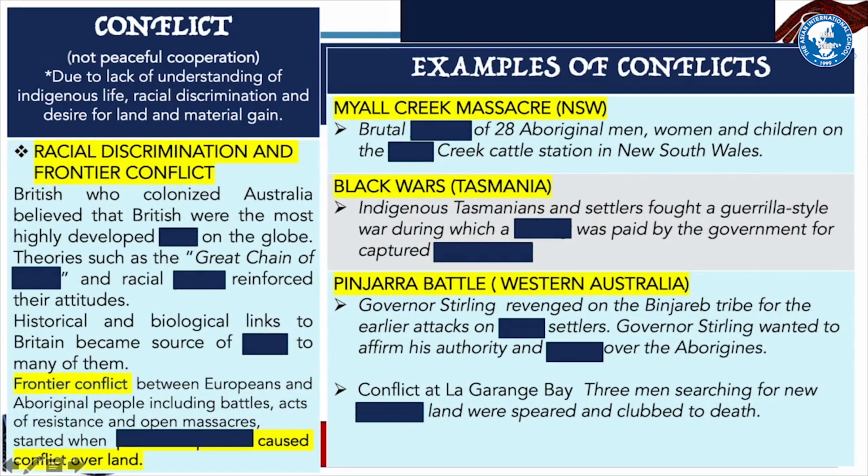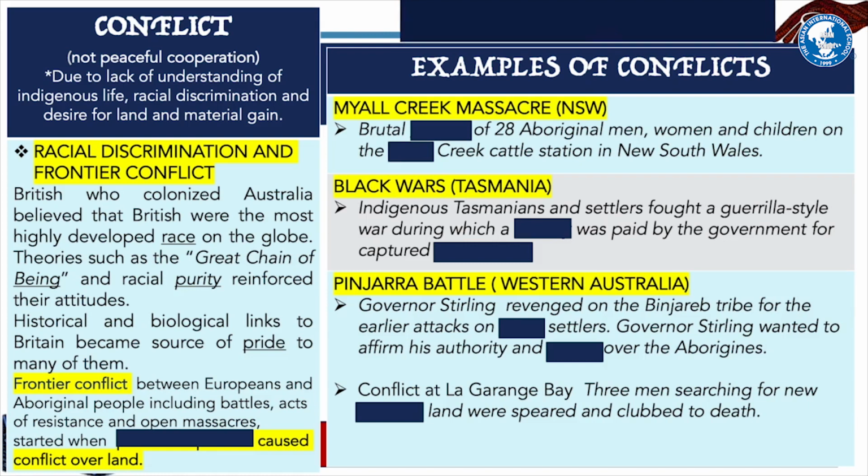Now let's have a short review before we start with our new lesson. Okay, let's do this together. Conflict means not peaceful cooperation due to lack of understanding of indigenous life, racial discrimination, and desire for land and material gain. So, racial discrimination and frontier conflict. The British who colonized Australia believed that the British were the most highly developed race on the globe. Theories such as the Great Chain of Being and racial purity, and also Charles Darwin's survival of the fittest, reinforced their attitudes. Historical and biological links to Britain became a source of pride to many of them.